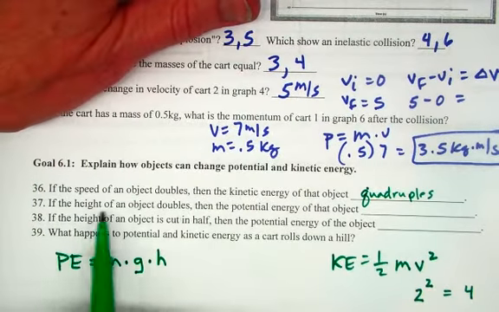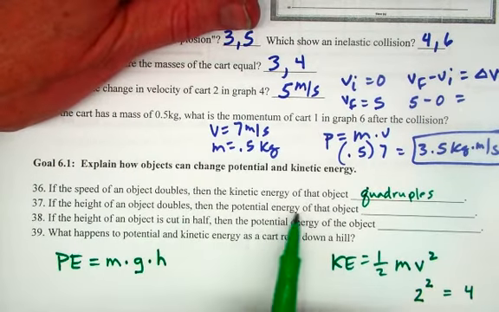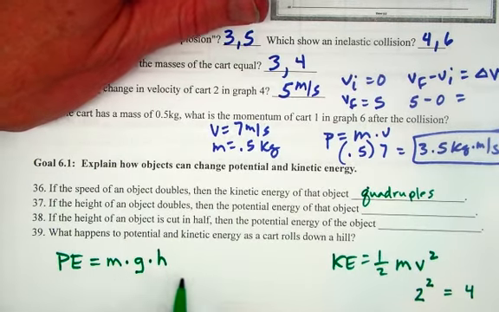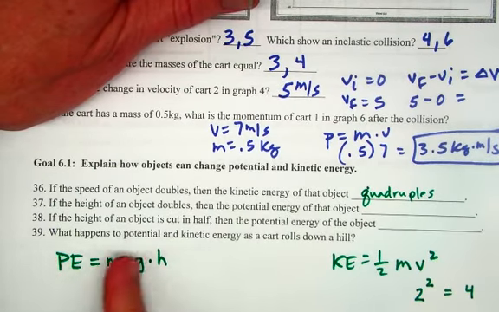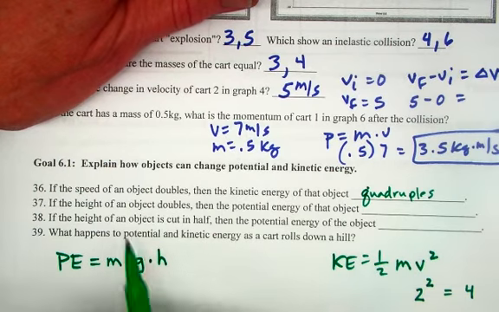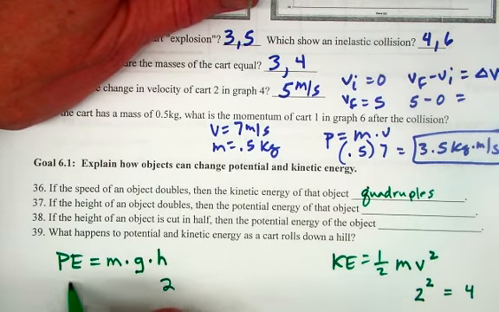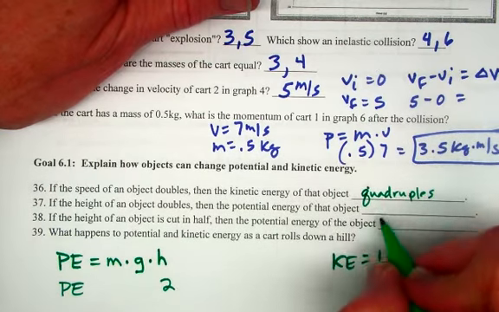37. If the height of an object doubles, then the potential energy of that object blank. So now we're going to go to the potential energy equation. We're going to keep the M and the G the same, okay? But if we double the height, then the potential energy would also double, because we're not dividing by anything, it's just straight out. So we'd say doubles.